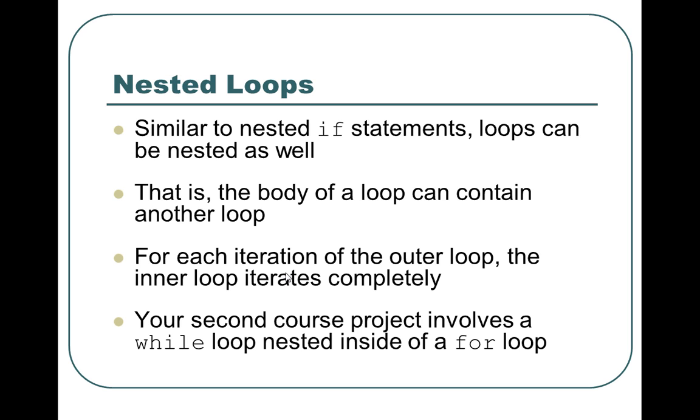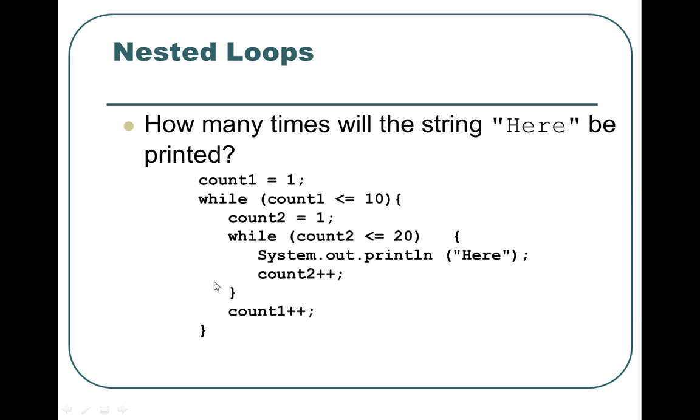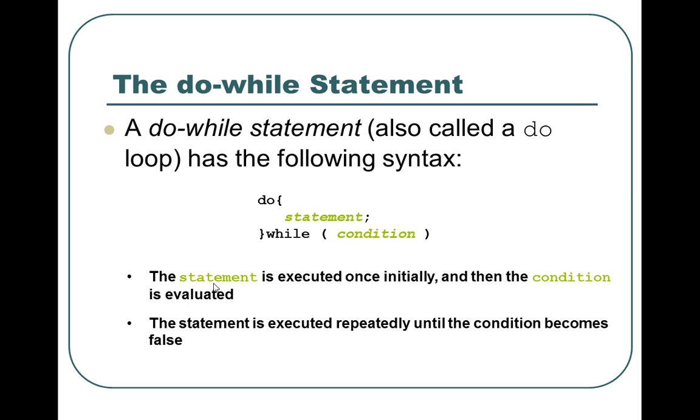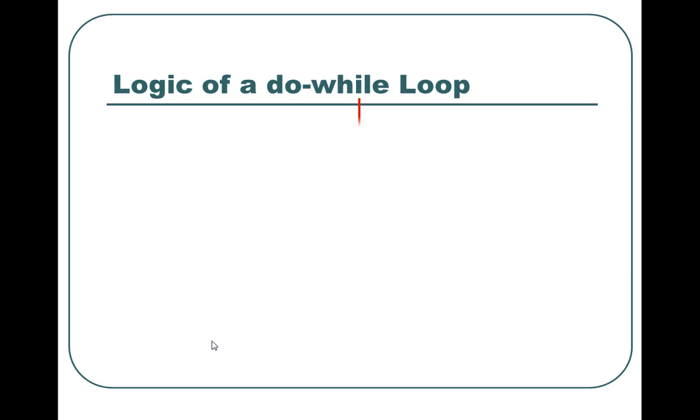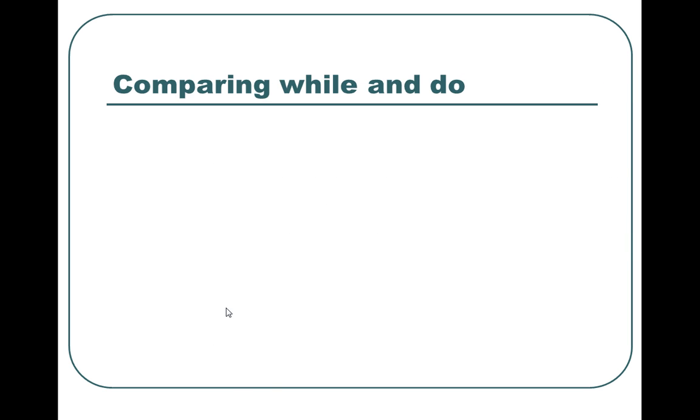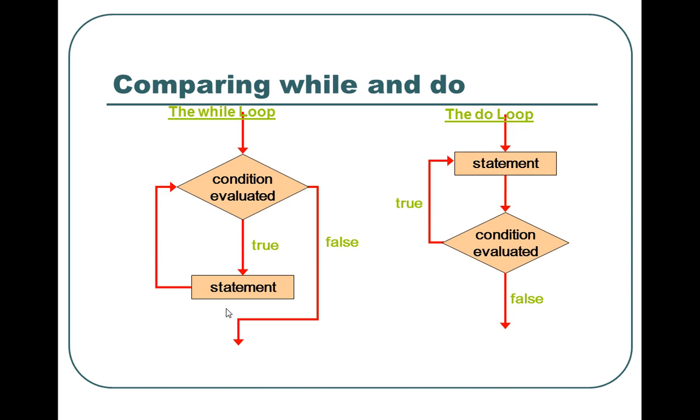There is also a nested loop, meaning a loop within a loop is known as a nested loop. This is an example of a nested loop. Another looping statement is the do while statement. This is the syntax for do while. This is the logic for do while. The next slide shows an example of do while. Then we also talked about the comparison between while and do while.